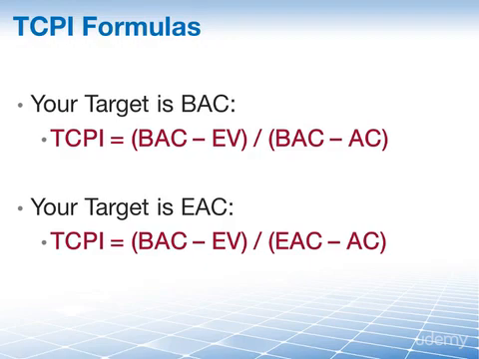Please note that the only real difference between these two formulas is that in the first formula you have the budget at completion twice, and in the second formula you use the budget at completion and the estimate at completion in order to calculate your TCPI.